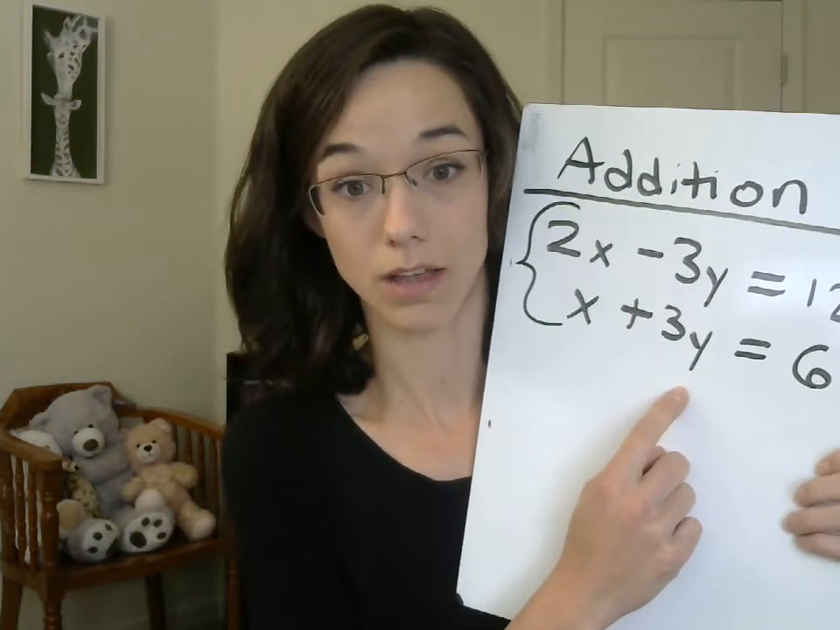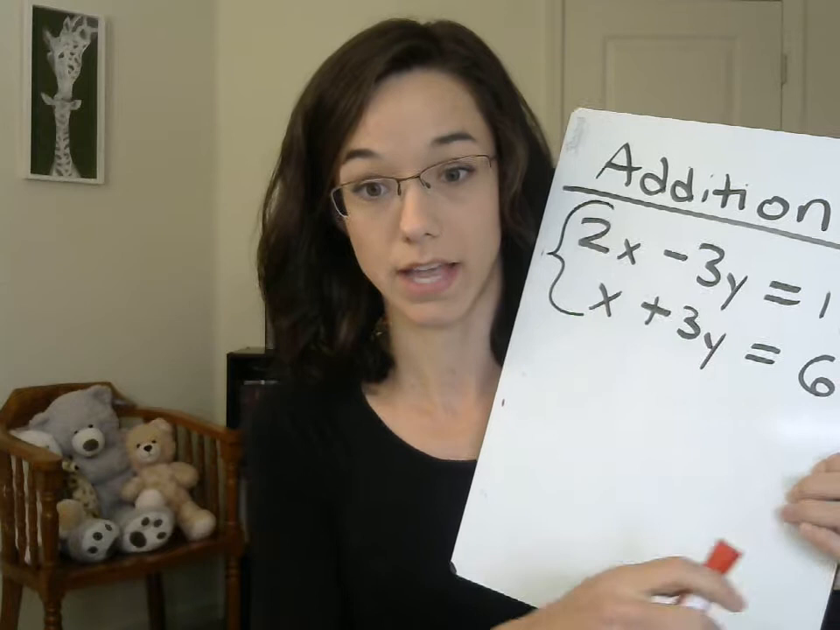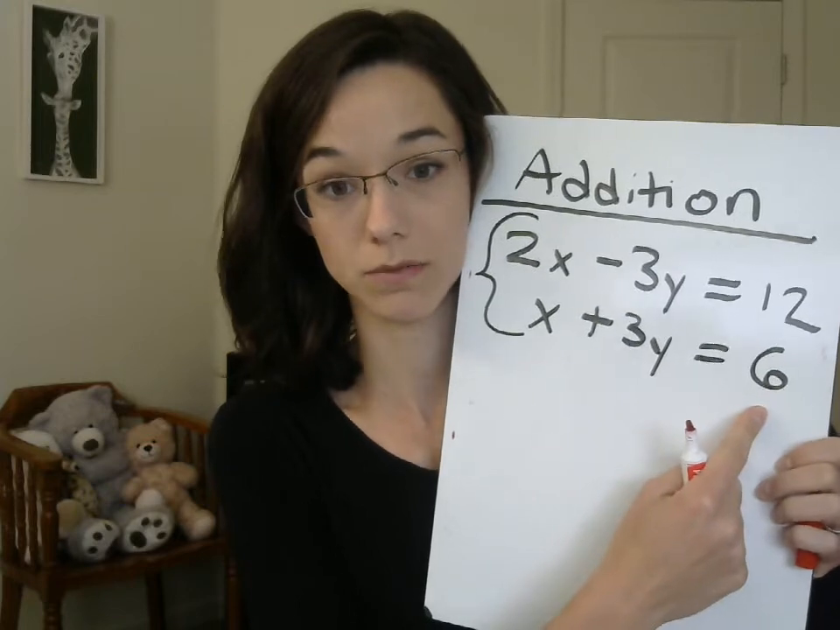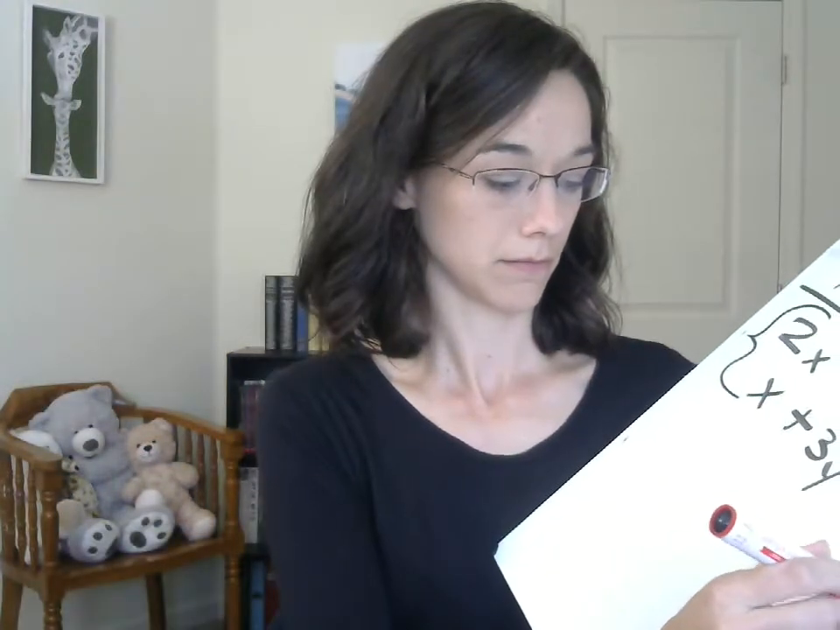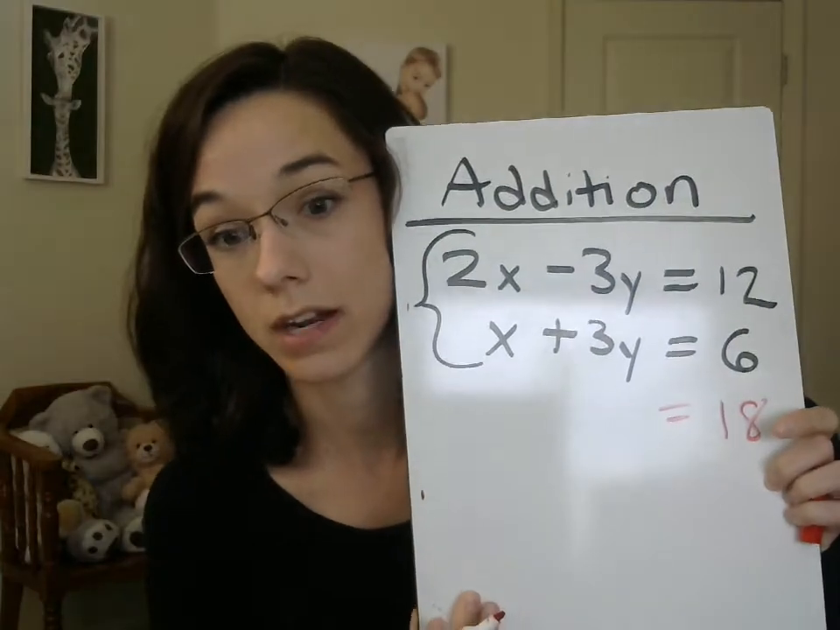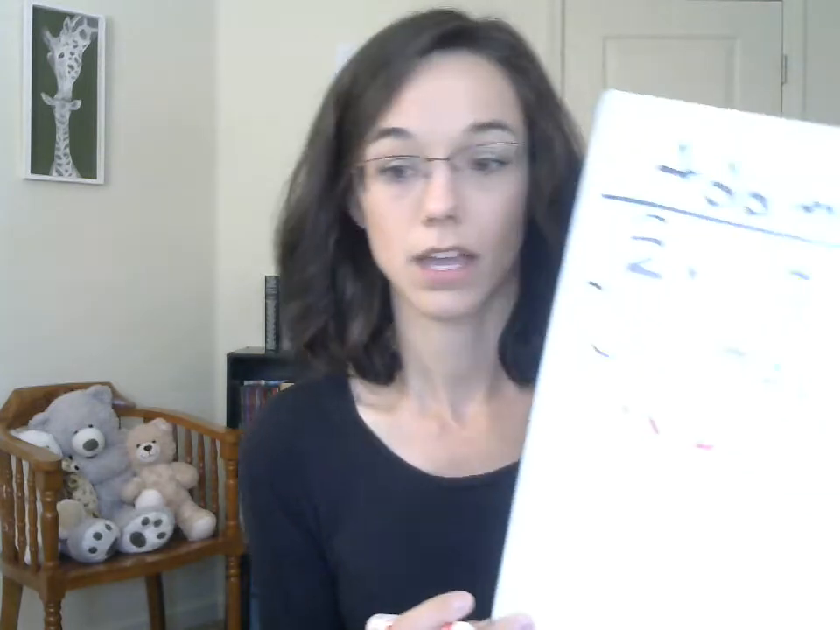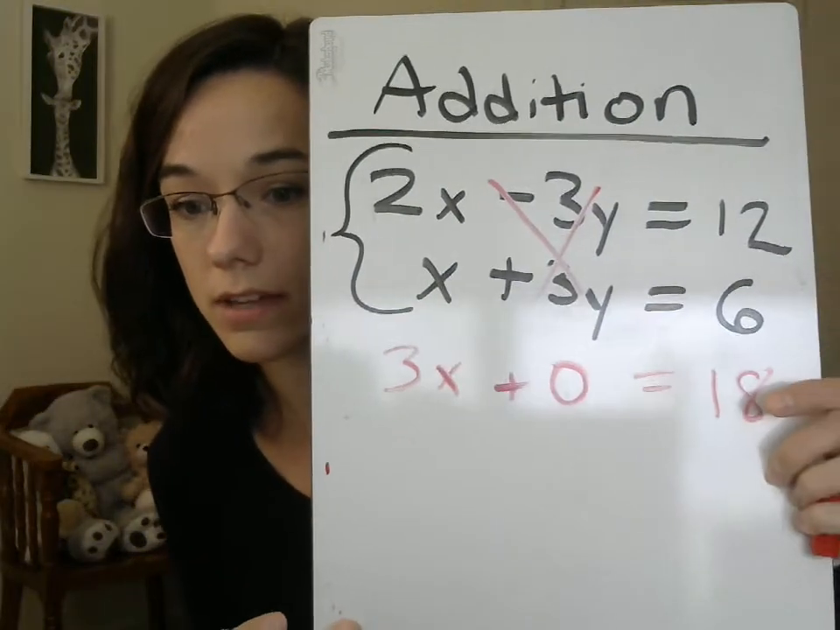If it doesn't make sense, it's okay. Just know that this method does work if you have the same coefficient for a variable. So what you're going to do is add this side and add this side. So when you get 6 plus 12, you get 18. When you add a -3y and a +3y, that cancels out. And when you add 2x plus x, you get 3x. And now you're left with, well, 3x plus 0 equals 18. You can simplify that to 3x equals 18.